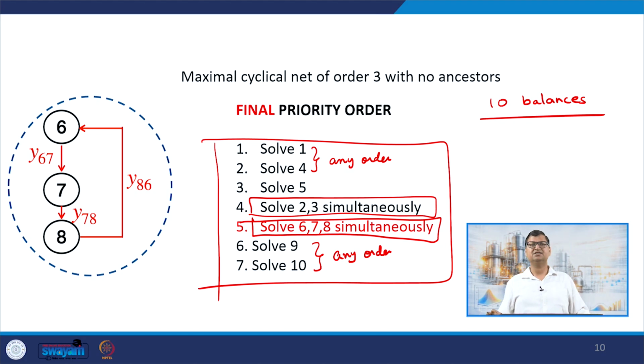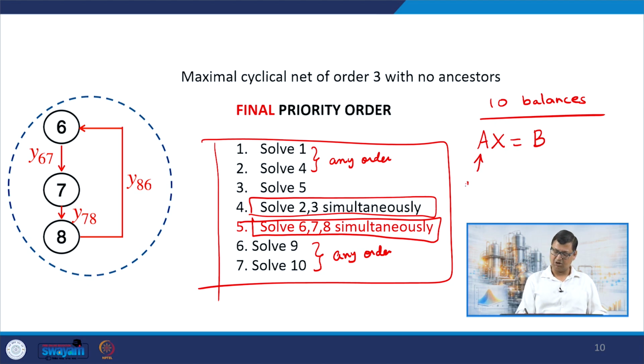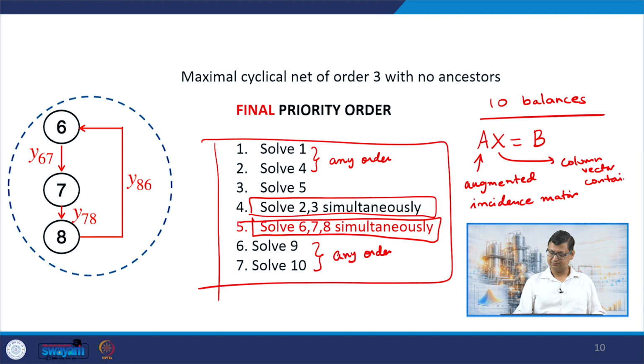You can imagine it is a linear system. So we can solve it by writing some kind of a linear equation of the form Ax equal to B. In this case, A is my augmented incidence matrix, X is my column vector containing all edges, and B is basically a null vector, right.